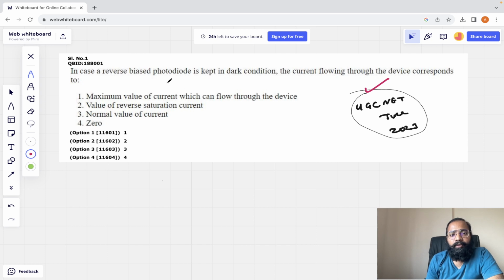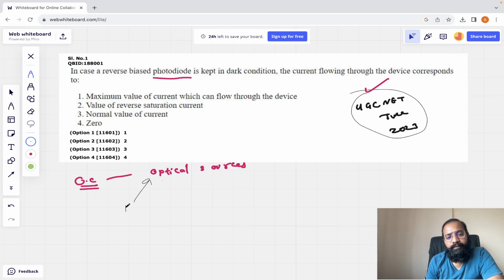So while coming to this question: in case of a reverse biased photodiode kept in the dark condition, the current flowing through the device corresponds to what? See guys, basically, if you take optical communication, then we have optical sources. To the optical source, we are giving electrical energy.